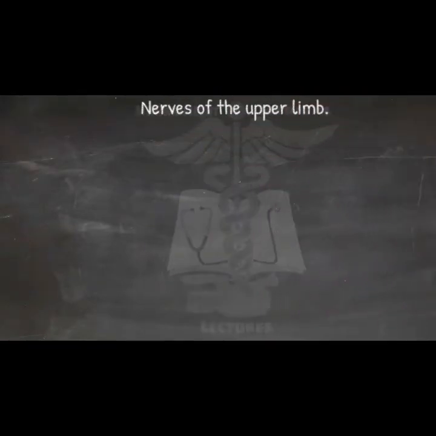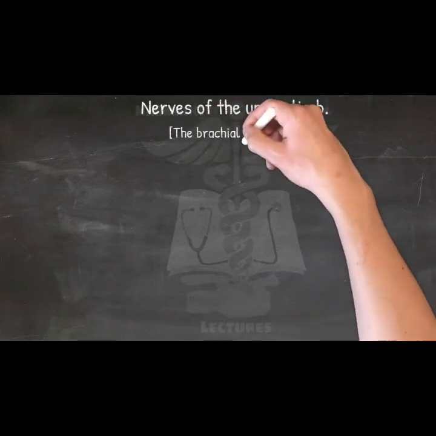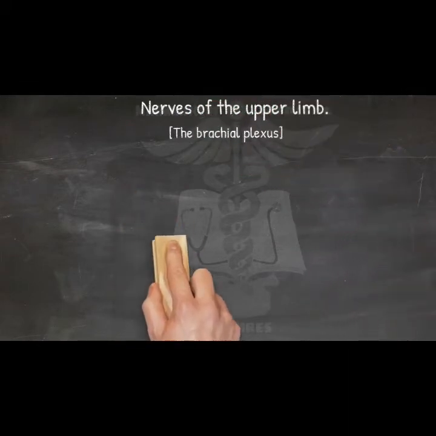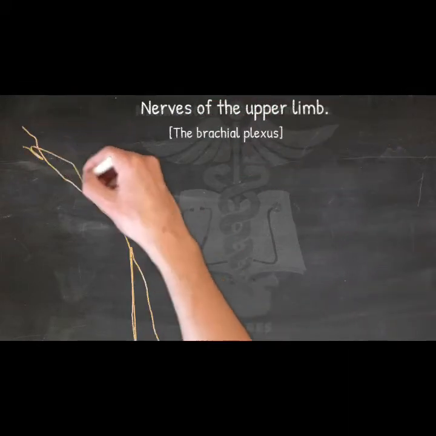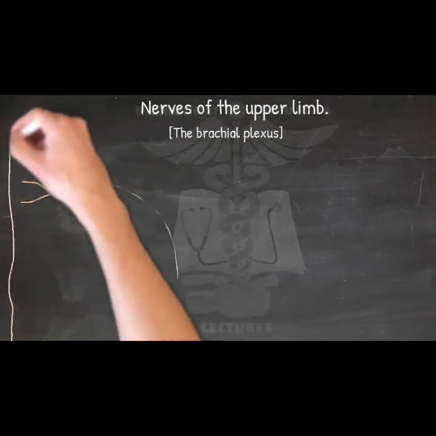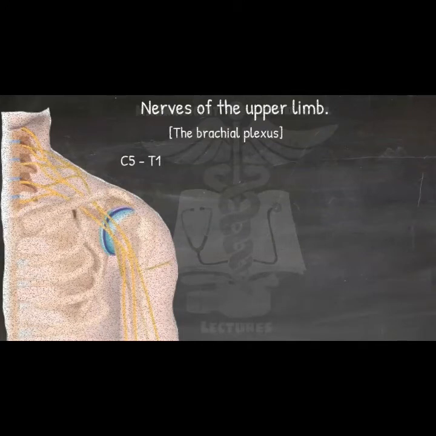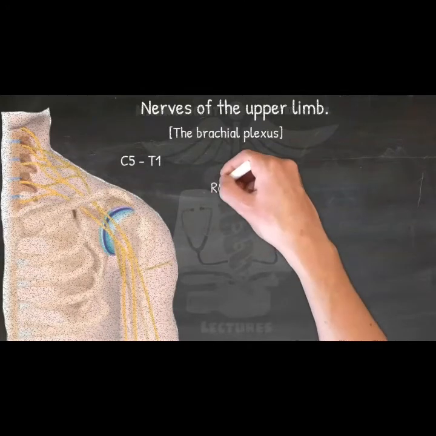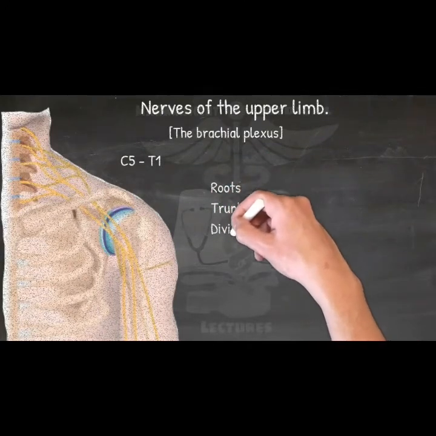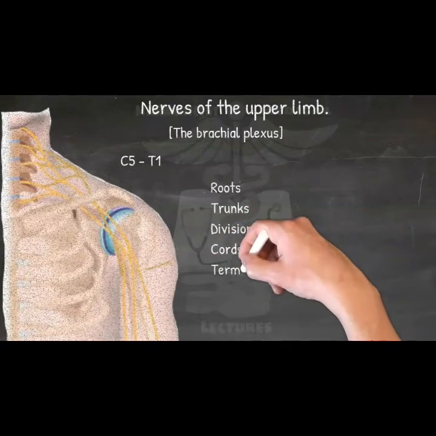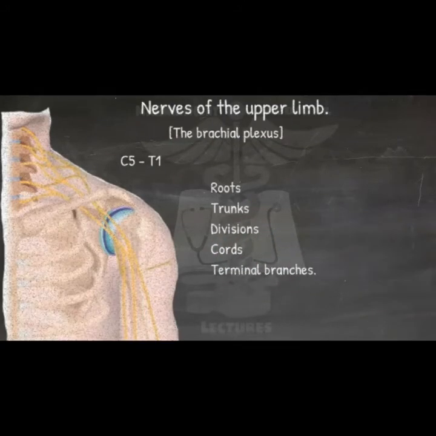Nerves of the upper limb. The upper limb is supplied by a nervous network called the brachial plexus. This plexus is made by the merging of the anterior rami from the lower four cervical nerves and the first thoracic nerve, that is C5 to T1. The plexus is anatomically divided into roots, trunks, divisions, cords and finally, the terminal branches.